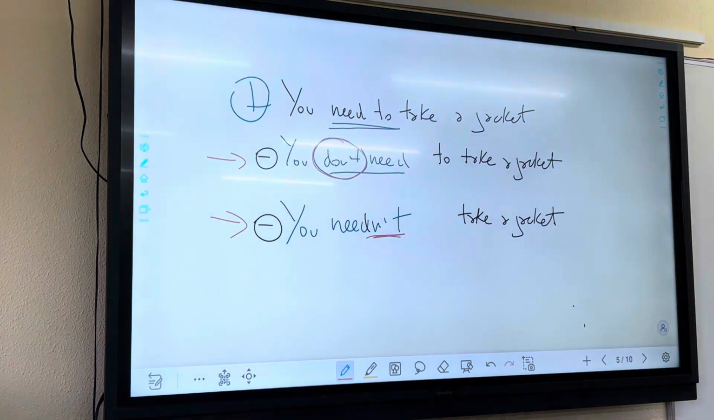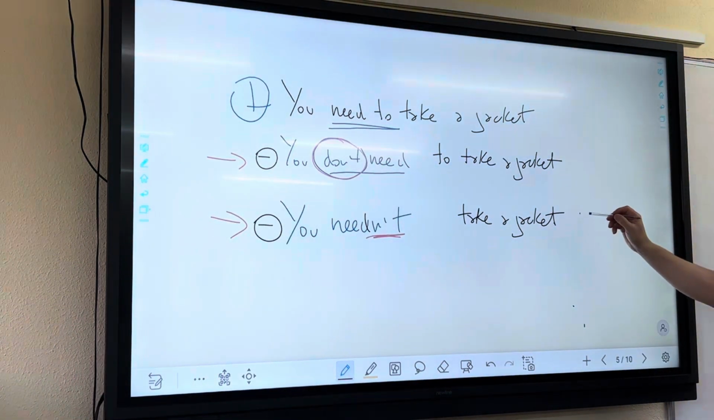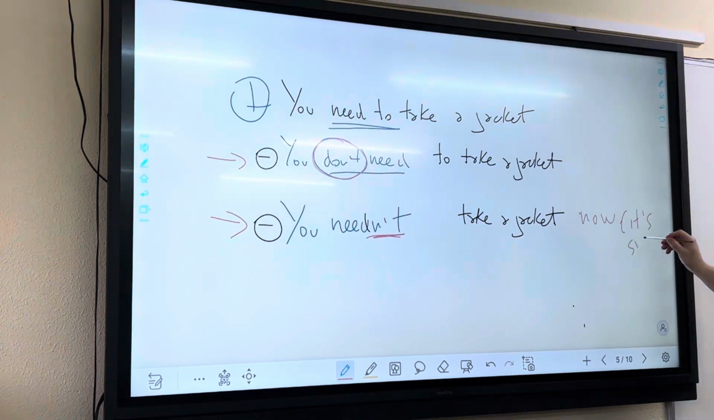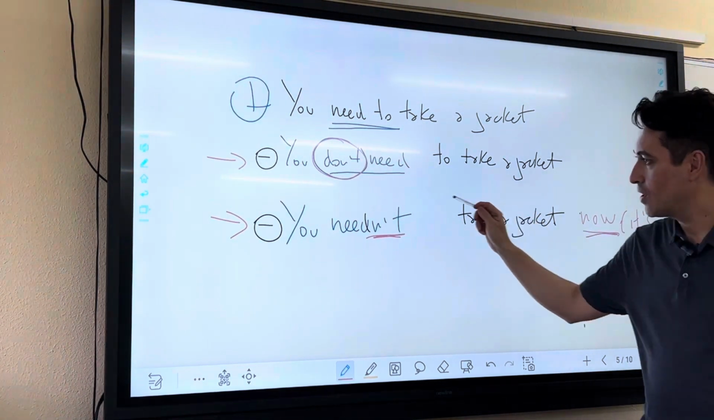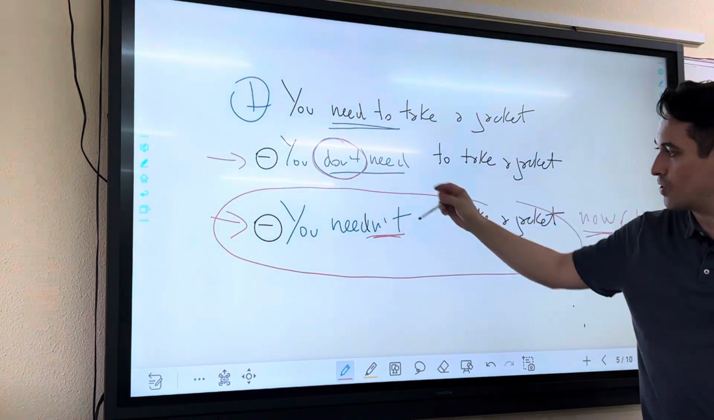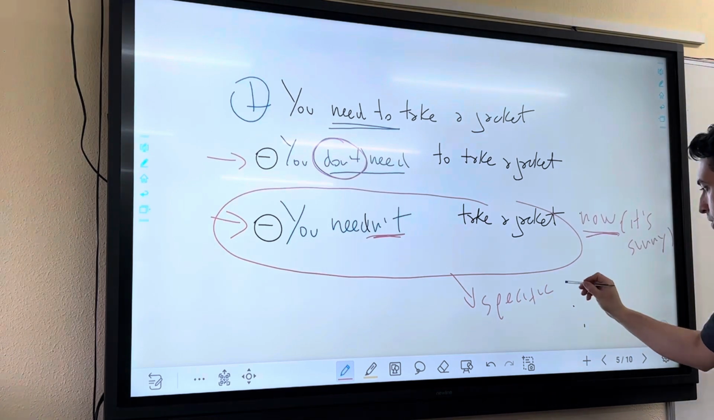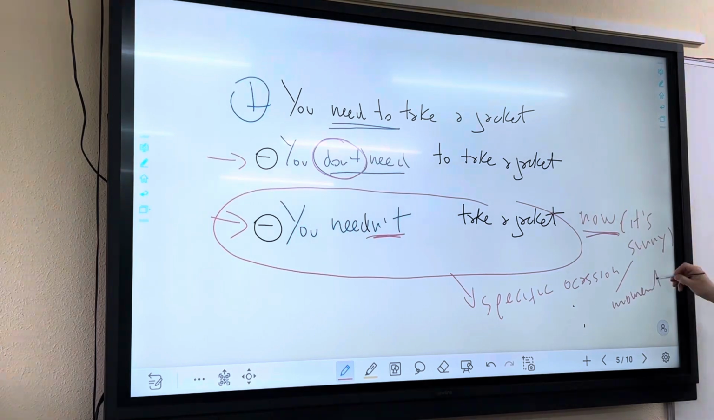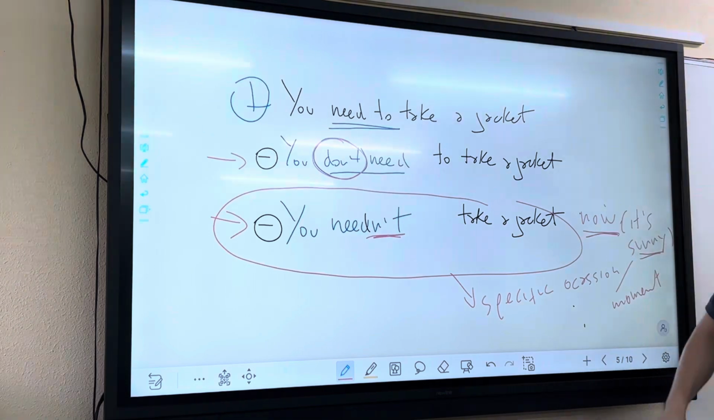Can you guess what? Needn't is for a specific occasion. So you needn't take a jacket. For example, now it's sunny. It's sunny now, so you needn't take a jacket. When you use you needn't instead of you don't need to, this is for a specific occasion or specific moment.